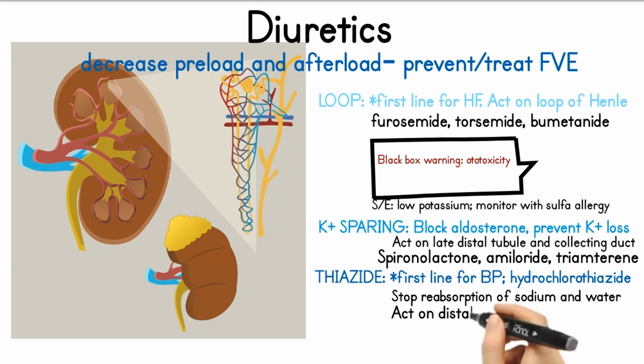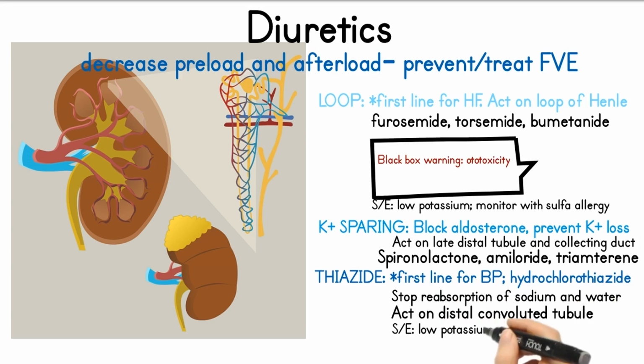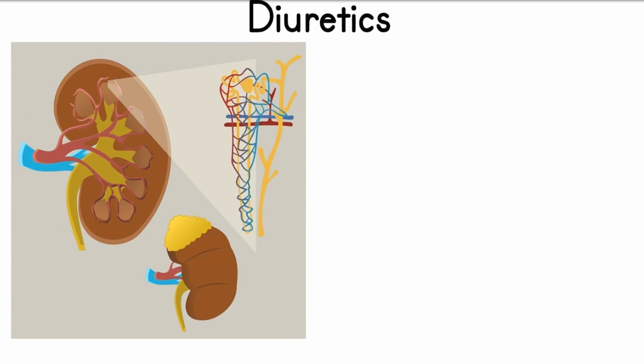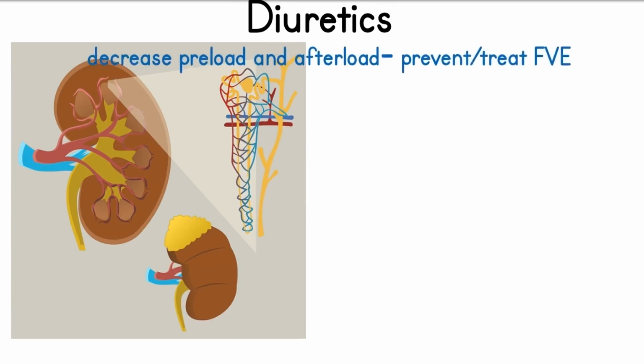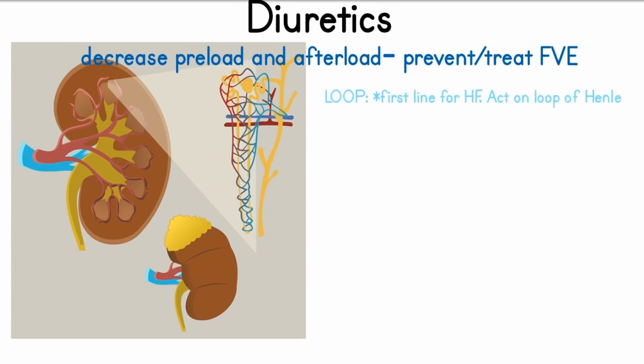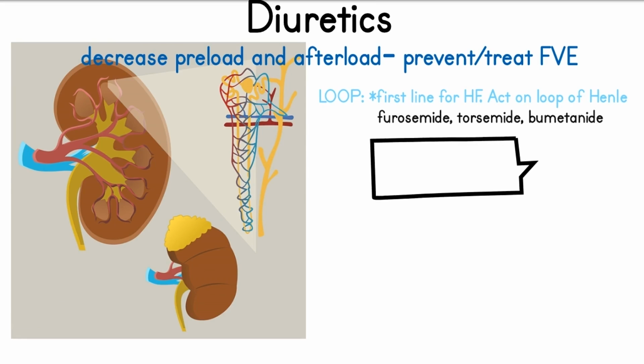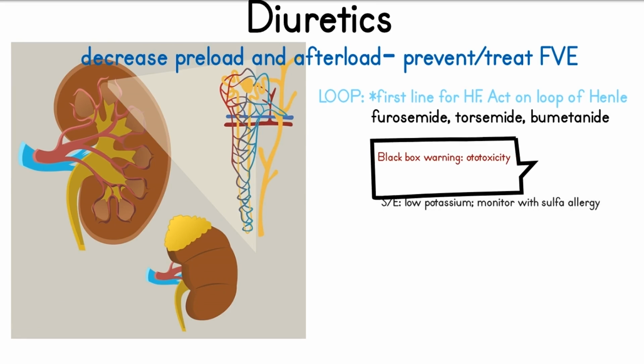They act on the loop of Henle. The drugs include furosemide, torsemide, and bumetanide. There is a black box warning for ototoxicity. They also need to be used with caution in those with a sulfa allergy. They can also cause a low potassium level. Potassium-sparing diuretics block aldosterone and prevent potassium loss. They include spironolactone, amiloride, and triamterene. They act on the late distal tubule to the collecting duct and can cause a high potassium level.